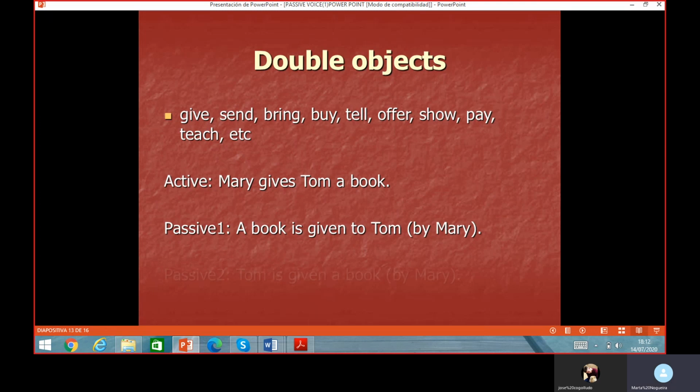This is irrelevant. But the most common way is the passive number 2, which is Tom is given a book. You put first the indirect object and at the end you put the direct. Tom is given a book. Tom es dado un libro. In Spanish it sounds very bad, but in English it is perfect because this is the normal thing in English. And in the speaking part, you can include this structure, okay?